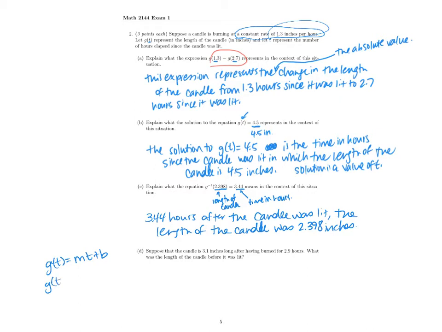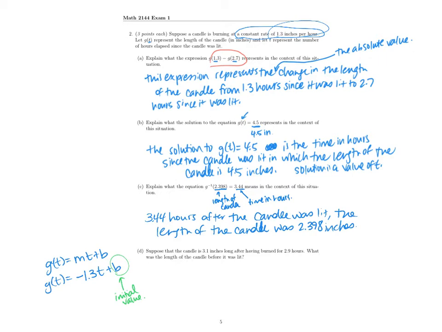So in other words, g of t is equal to negative 1.3 t plus b. So that, I know, is what the function is going to look like. The thing I need to figure out is what is that b, and so that's what we're trying to solve for in part D, because the question is what was the length of the candle before it was lit, and that would be the value of b. So this is my initial value. Okay, so if I can find that b, then that's going to be the answer to part D.